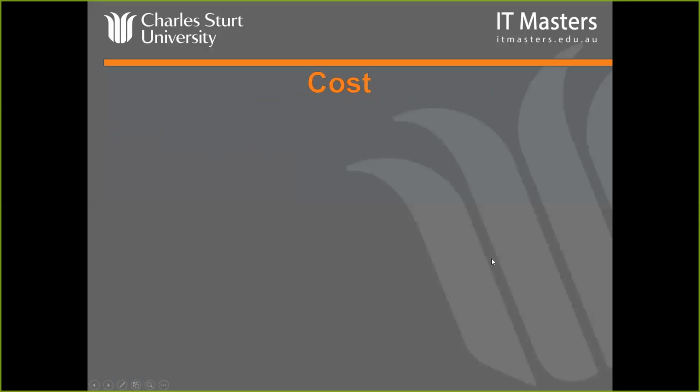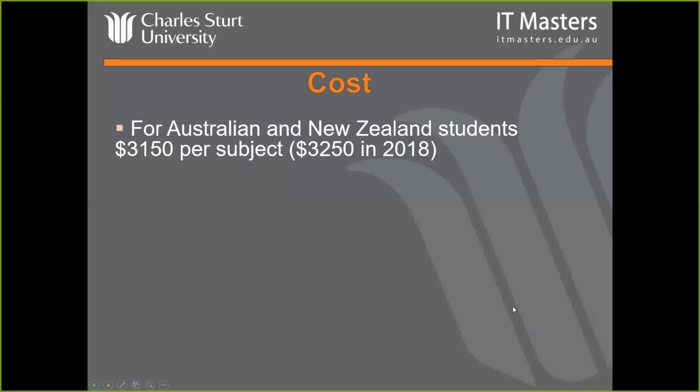In terms of cost, always a big factor. The cost per subject, and I guess there's two figures here because there's a 2017 cost, and there's certainly still an intake into 2017, and there's a 2018 cost. These fees are grandfathered, if you like. So if you do start in 2017, that $31.50 per subject will be held constant through the degree. There might be small CPI increases, but the base figure is constant.